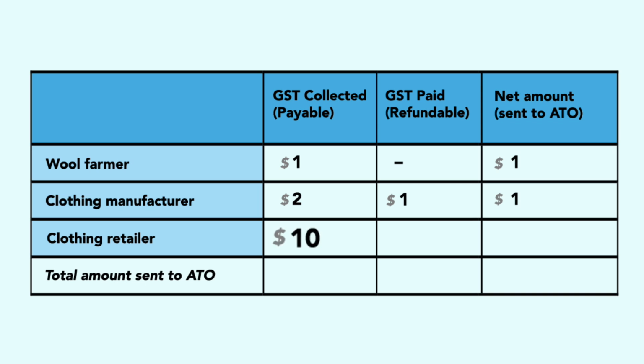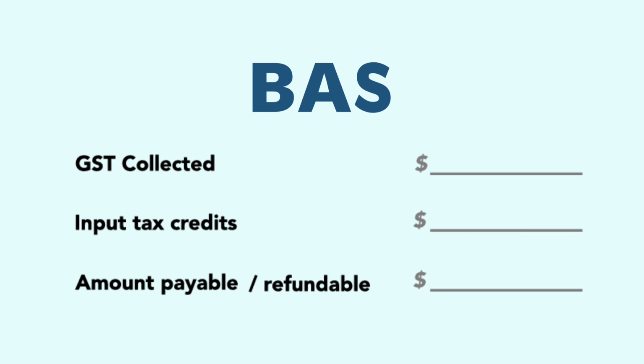Jumpers For You collected $10 of GST from the customer, but had paid $2 of GST to Tyra, leaving them with $8 to send to the ATO. Altogether, the ATO has received $10, $1 from both Farmer McDonald and Tyra, and $8 from Jumpers For You. At the end of each GST period, which will either be monthly, quarterly, or annually, a business that is registered for GST will record in their business activity statement, known as a BAS, all the GST they collected and all the GST they paid and are claiming back as input tax credits.